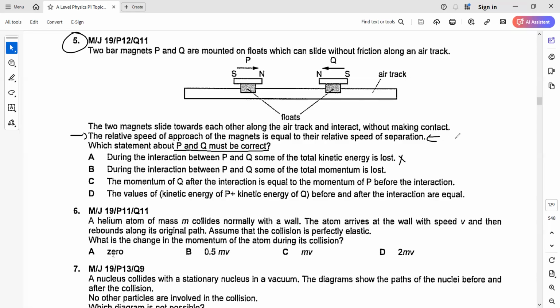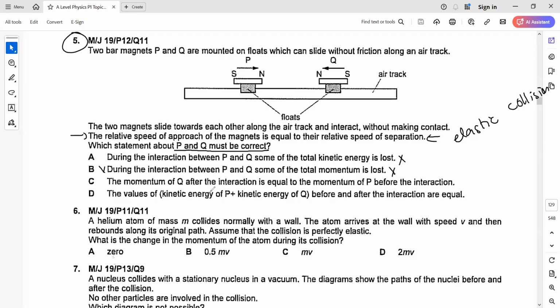Why? Because this represents an elastic collision, right? For an elastic collision, this condition is valid. So elastic collision has no loss of kinetic energy. So A is absolutely wrong. B, during the interaction, momentum is lost. No, momentum is still not lost during any kind of collision. Momentum stays conserved always. So let's try then.